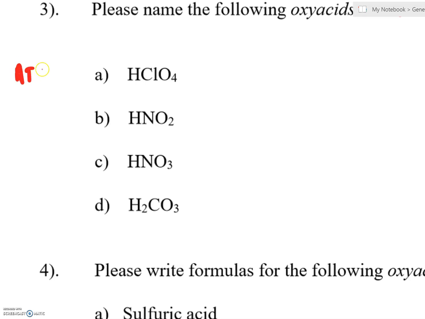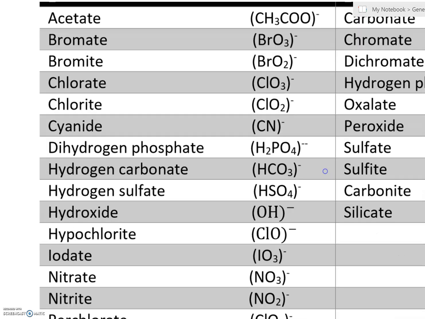That ate equals -ic and ite equals -ous. All you got to do is look them up. So we're not worried about the H part. That's what makes it an acid. All we're worried about is the polyatomic ion part. So we're looking for this first one, ClO4, right here.